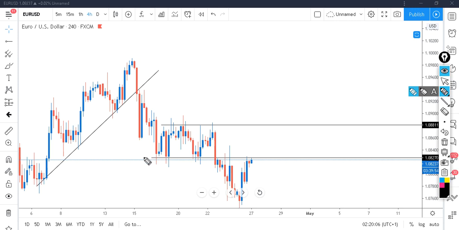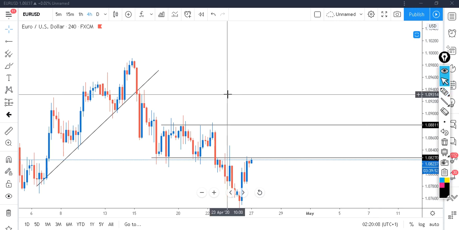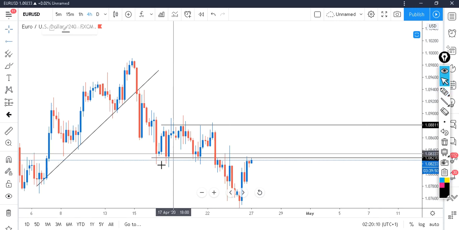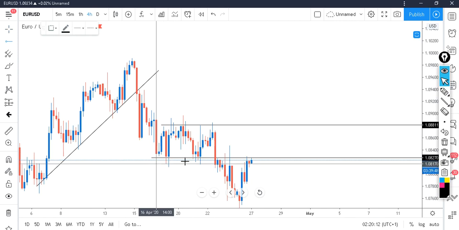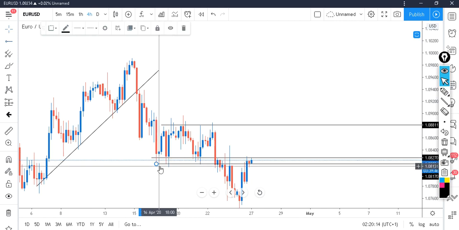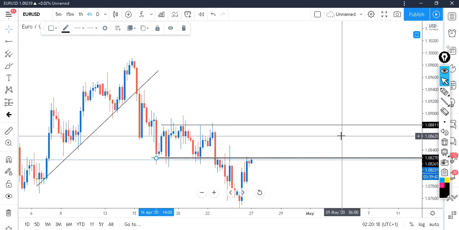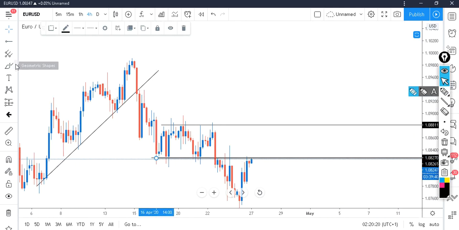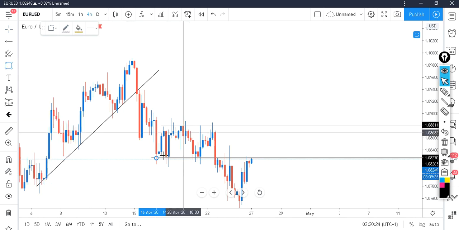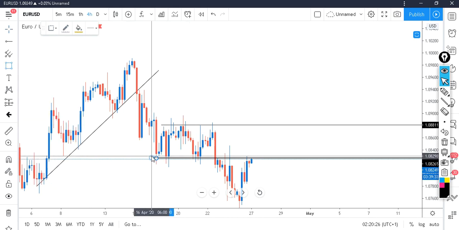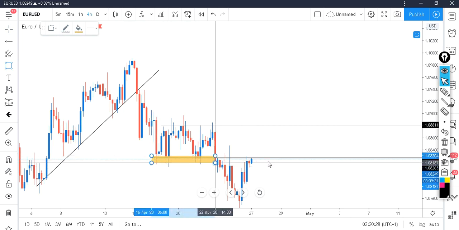So you don't need to get confused about whether you should draw your trend line from wick to wick. Sorry, your support level from wick to wick. What you need to do is get it in this area. Remember, your support or your resistance level is not just a line, it's a zone. So just think of this area as a zone.